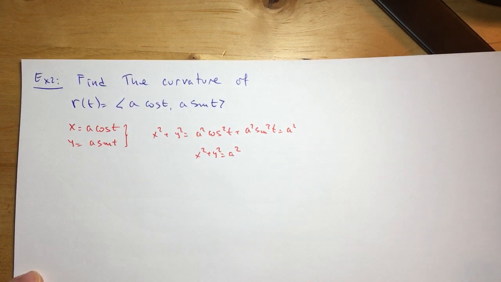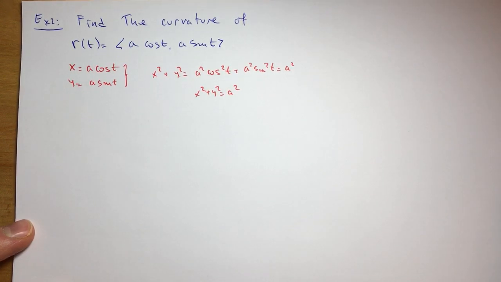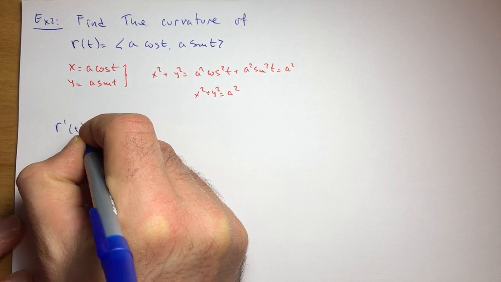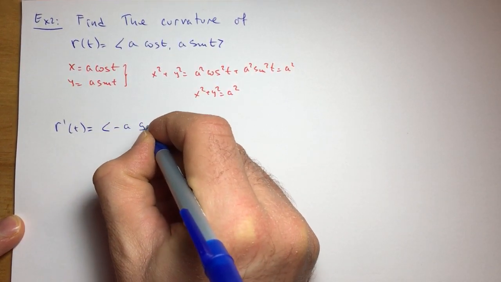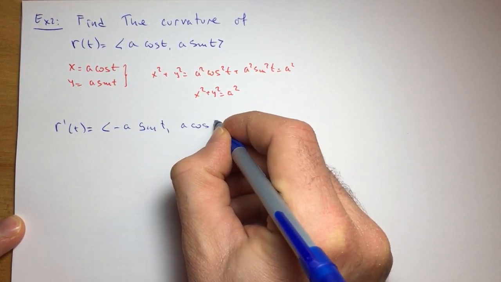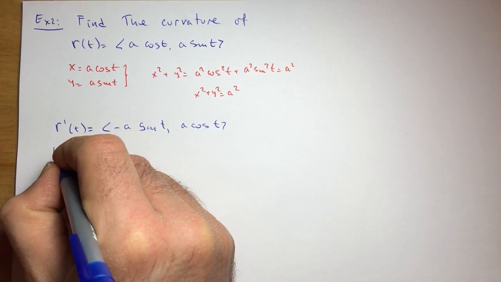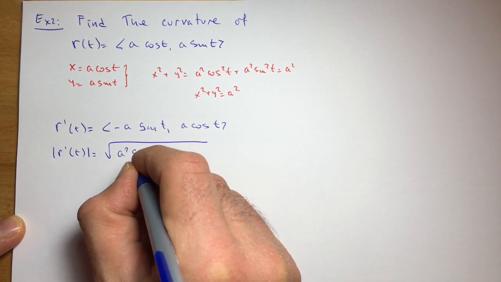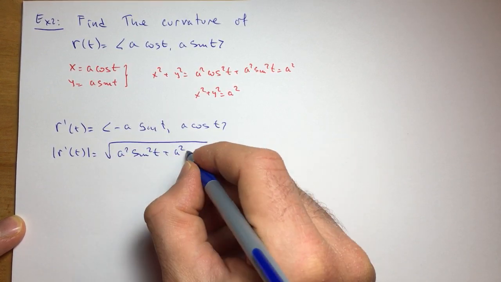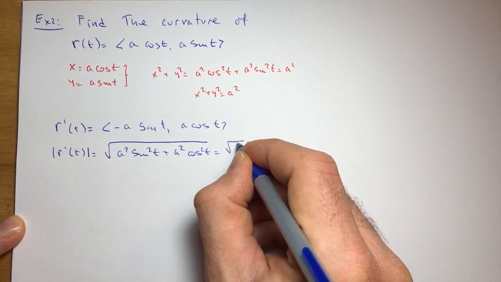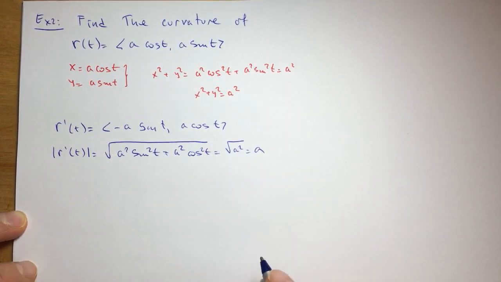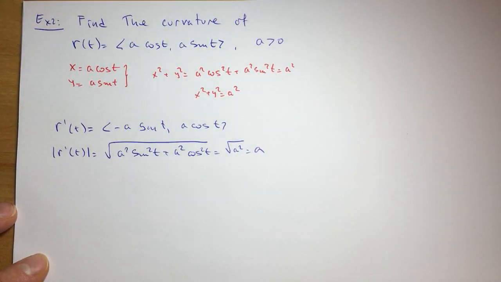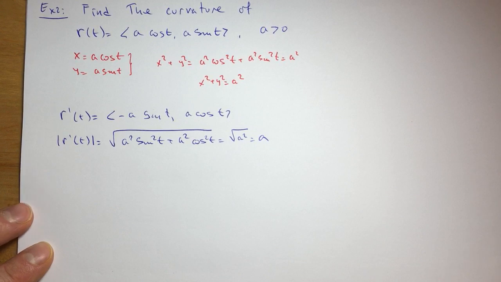Okay, so let's see what we can figure out about the curvature of a circle. Again, first find the derivative: negative a sine of t, a cosine of t. Find the magnitude of the derivative: a squared sine squared t plus a squared cosine squared t, that's the square root of a squared, which is a. You can say that here a is positive. That gives us the radius of the circle.